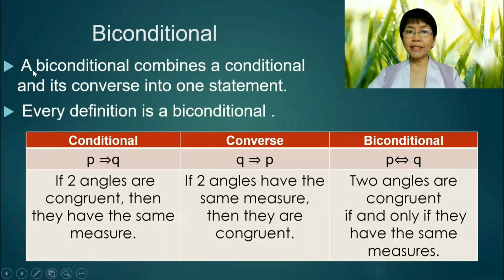A biconditional combines a conditional and its converse into one statement. Every definition is a biconditional. Let's look at this definition of two angles which are congruent. The conditional is, if two angles are congruent, then they have the same measure. The converse, if two angles have the same measure, then they are congruent. So since this is a definition, the converse and the conditional are both true. And so the biconditional is two angles are congruent if and only if they have the same measures.